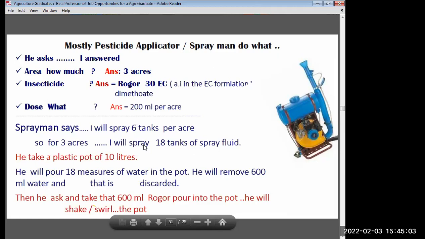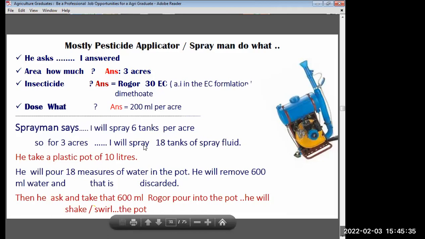The sprayman said, I will spray 6 tanks per acre with the power sprayer. You have 3 acres, so I will spray 18 tanks of spray fluid. Then he asked for a plastic pot of 10 liters. He poured 18 measures, because you are going to apply 18 tanks.